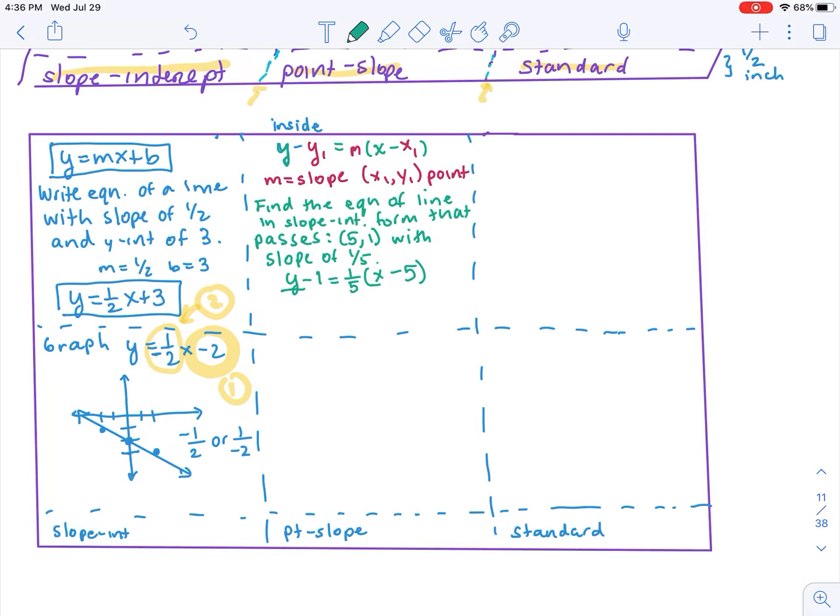And then because it asks us to write it in slope-intercept form, you'll remember that that would involve us distributing the 1/5. So y minus 1 equals 1/5 x minus 1. And then finally solve the rest of the way, and we get y equals 1/5 x. Add the 1 to the other side. -1 plus 1 is just 0.